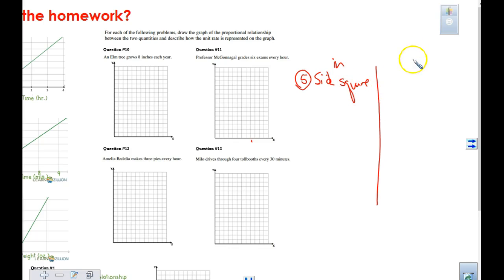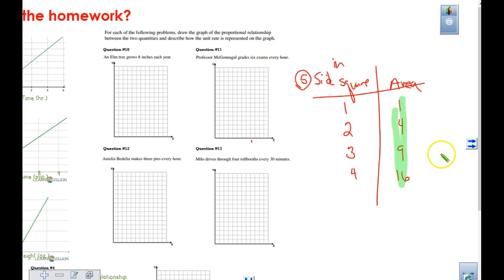And then it says, what's the area? If the side of the square is 1, what is the area going to be? 1. And if the side is 2, the area should be 4. The side is 3, 9, 16. So this is the table. This is what you should have filled in for your table in number 5, and then you should graph it.